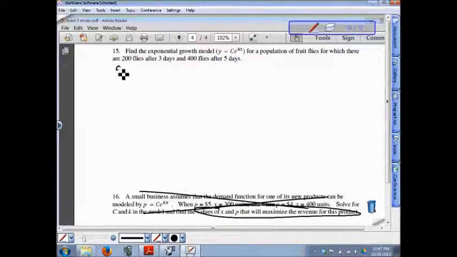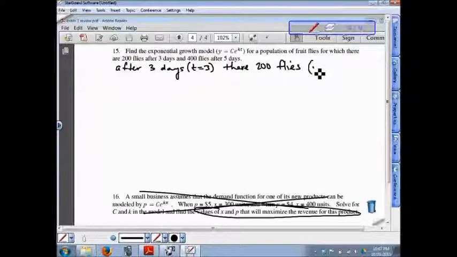And we know that after 3 days, which is a time value, that's a time value of 3. There are 200 flies. That's a y value of 200.